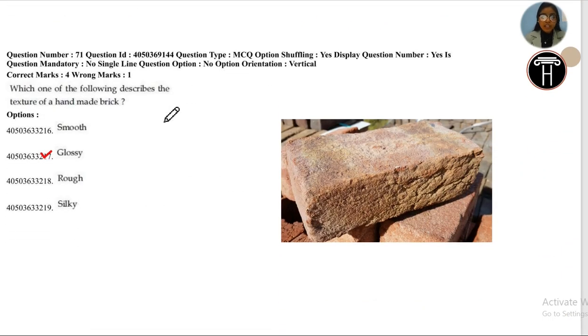The question is asking which one of the following describes the texture of the handmade brick? The options given to us are smooth, glossy, rough and silky. As you can see on the right side, this is the image of your handmade brick. So obviously it has a rough surface. Sorry, I think this is a mistake, glossy. So it is your rough surface.